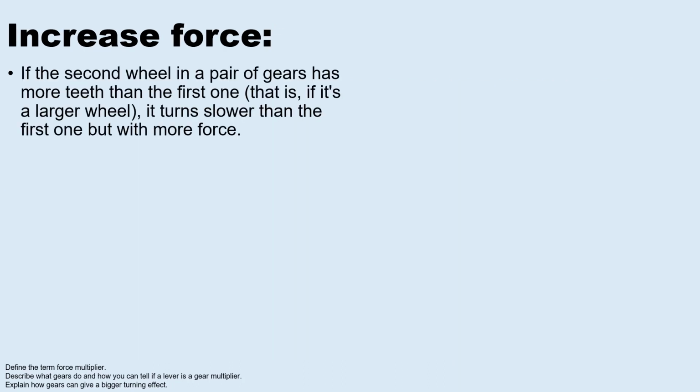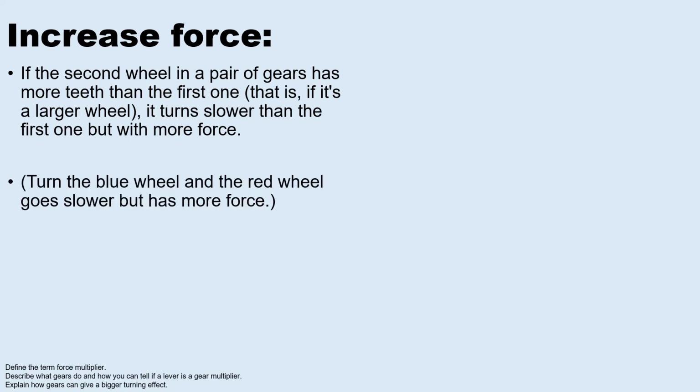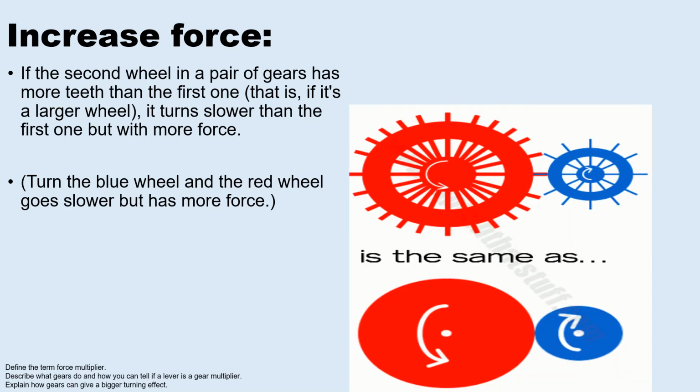Increased force. If the second wheel in the pair of gears has more teeth than the first one, which is the larger wheel, it turns slower than the first one but with more force. So if you turn the blue wheel, the red wheel goes slower but has more force.